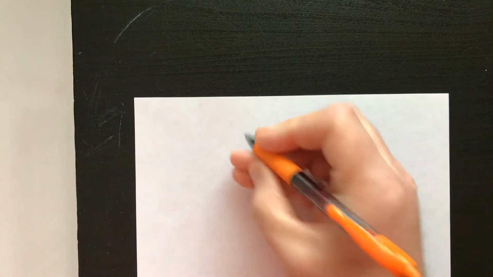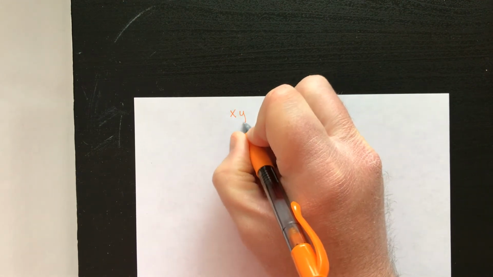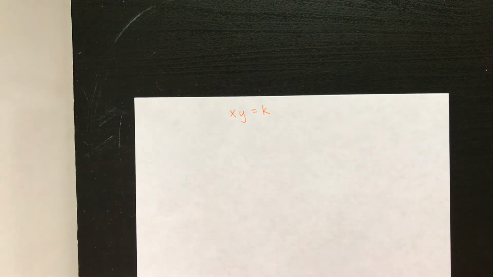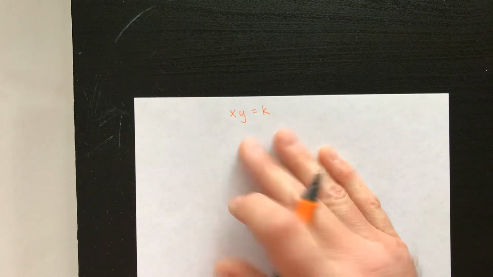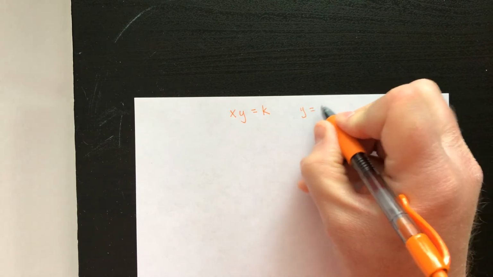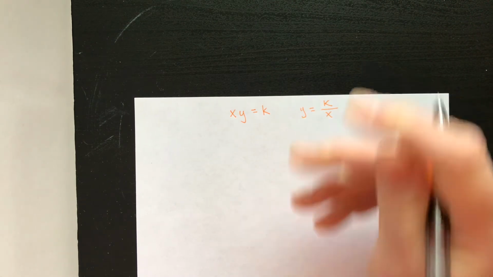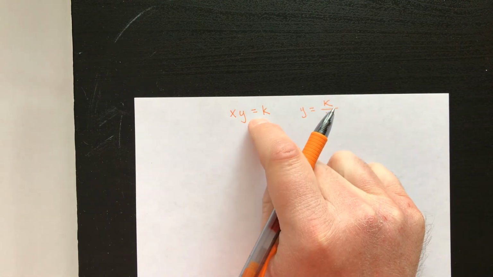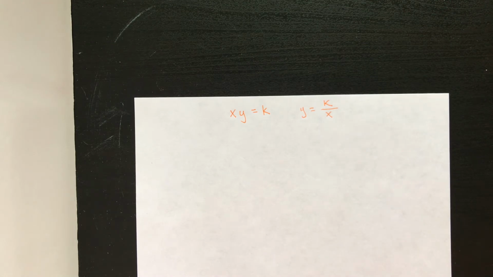Reading this section, the only thing you really need here is your form of the inverse variation, which is x times y is equal to k. This k is the constant of variation, just like before. You can solve this for y, so you could also write it as y is equal to k over x. Either way, we usually use x times y is equal to k more often.